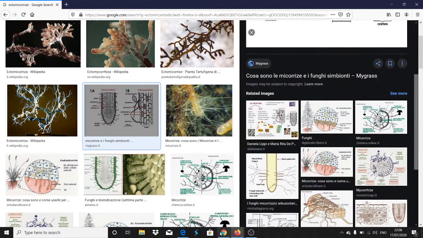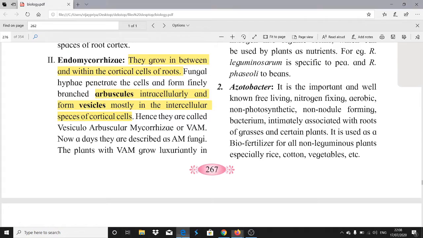Endomycorrhizae. So they are called vesiculo-arbuscular mycorrhizae. That is called VAM. So you can get a short note on that. Write a short note on VAM, or write a short note on vesiculo-arbuscular mycorrhizae.